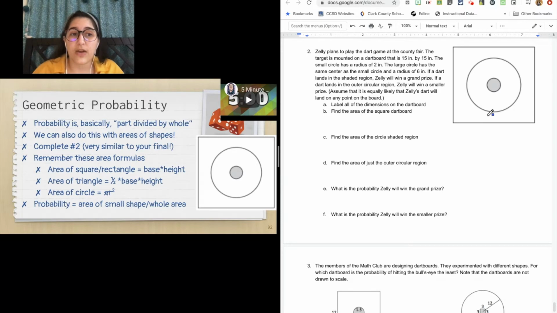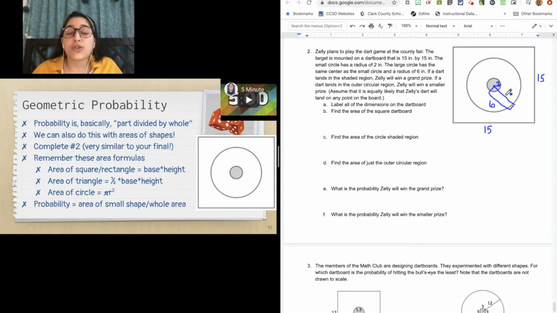So very first thing, whenever you're doing geometric probability problems, if it's not already labeled for you, you should label the problem. So let's label with the information that we have. So they told us in the problem that the side lengths of this square are 15 by 15. Okay, so 15 by 15 inches. Then I know that the radius of the circle in the middle is 2 inches. And then I know that the radius of the big circle, so that's this whole thing right here, not just this part, this whole thing is 6 inches.